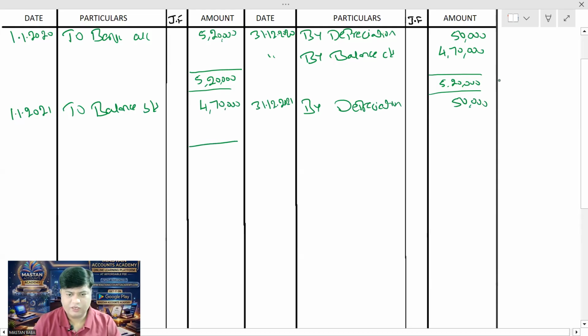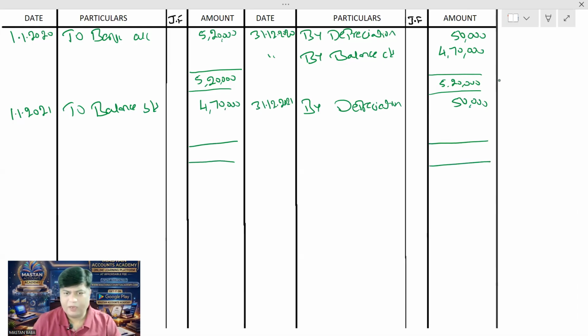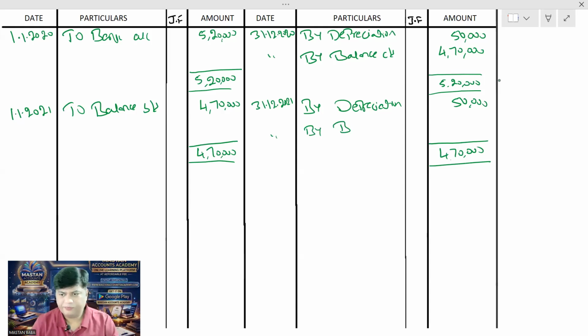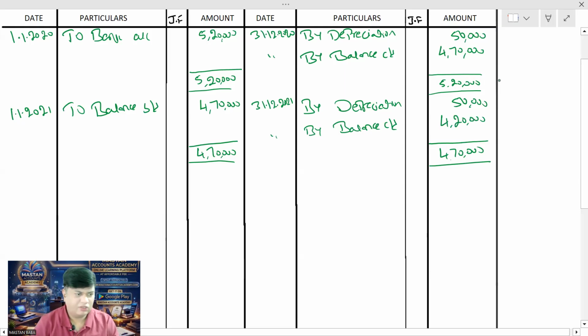Balance, dear students, asset always shows the debit balance because an asset never becomes a negative balance. Okay? So 4,70,000 and 4,70,000 here. By balance carried on 4,70,000, deduct 50,000, 4,20,000.